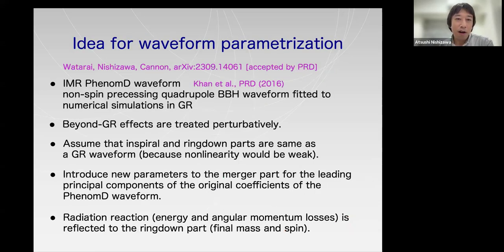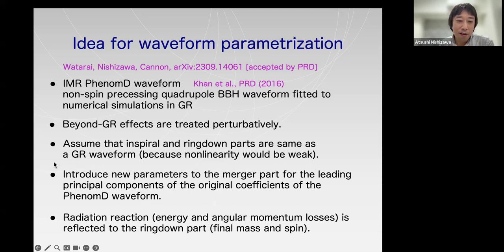So our idea for waveform parameterization is as follows. We use the phenomenon D waveform, a non-spin precessing quadrupole binary black hole waveform fitted to numerical simulation in GR. For this waveform, we treat beyond-GR effects perturbatively. We also assume that the inspiral and ring-down parts are the same as the GR waveform, because in this regime gravity is weaker and non-linearity would be weak.